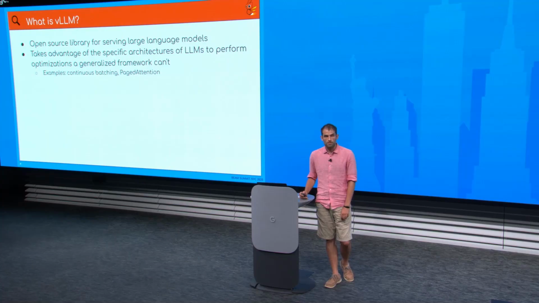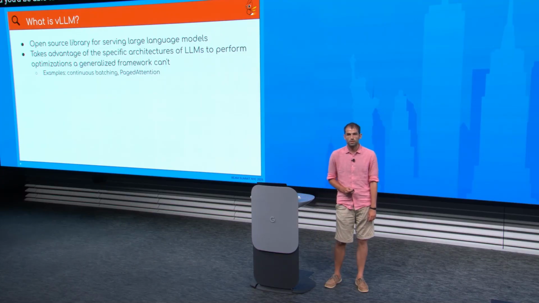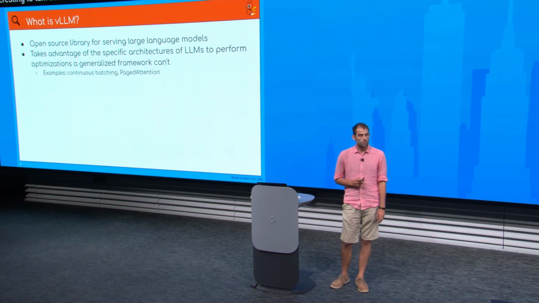Paged attention is just a way of optimizing your memory usage. It allows you to take larger models and serve them on smaller machines than you would be able to otherwise. But continuous batching is maybe more interesting to talk about for our particular use case.